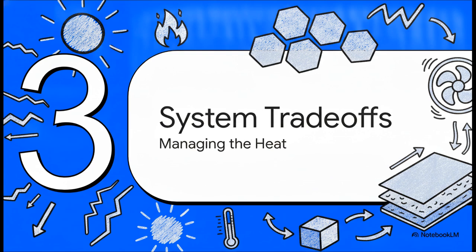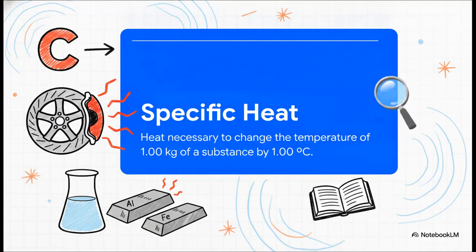Which brings us to section 3, constraints and system trade-offs. Now that we know exactly where the heat comes from, we have to figure out how to manage it. And to do that, we look at specific heat. We represent this with the lowercase letter c. Basically, this is the amount of heat necessary to change the temperature of 1 kilogram of a substance by exactly 1 degree Celsius. It's a completely crucial property because it dictates how much energy your brakes can absorb before they overheat. For example, water has a massive specific heat compared to metals like aluminum, and that is exactly why a pot of water takes so incredibly long to boil on your stove.